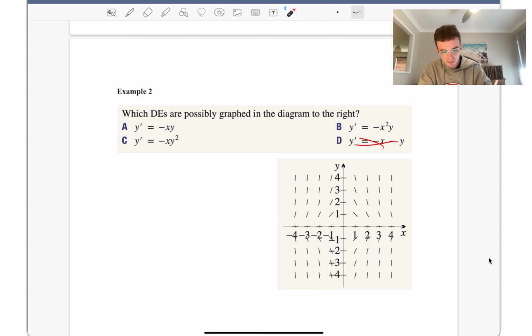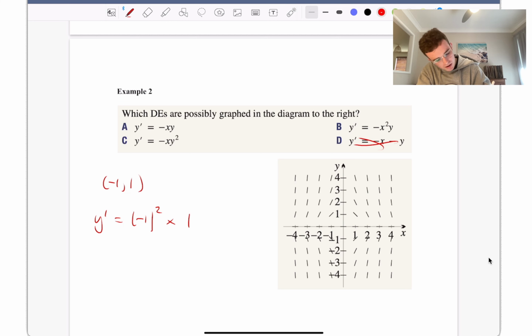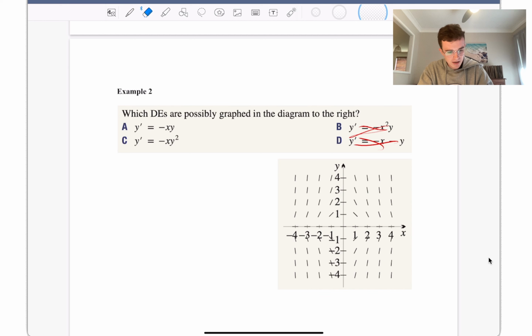So if we look at option B, let's say minus 1, 1, y dash is going to be minus 1 squared times by 1, but there's a negative out the front. So negative out the front, which is a negative number, minus 1. But the gradients in the second quadrant are all positive. So can't be option B. So we're looking at A and C.